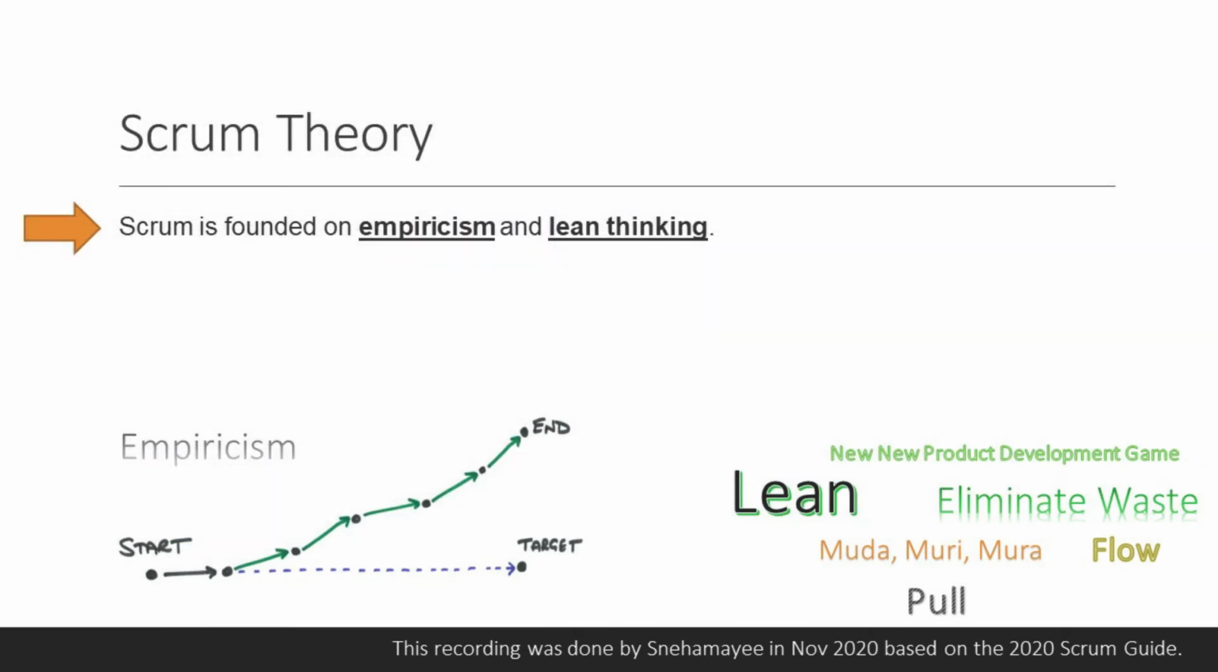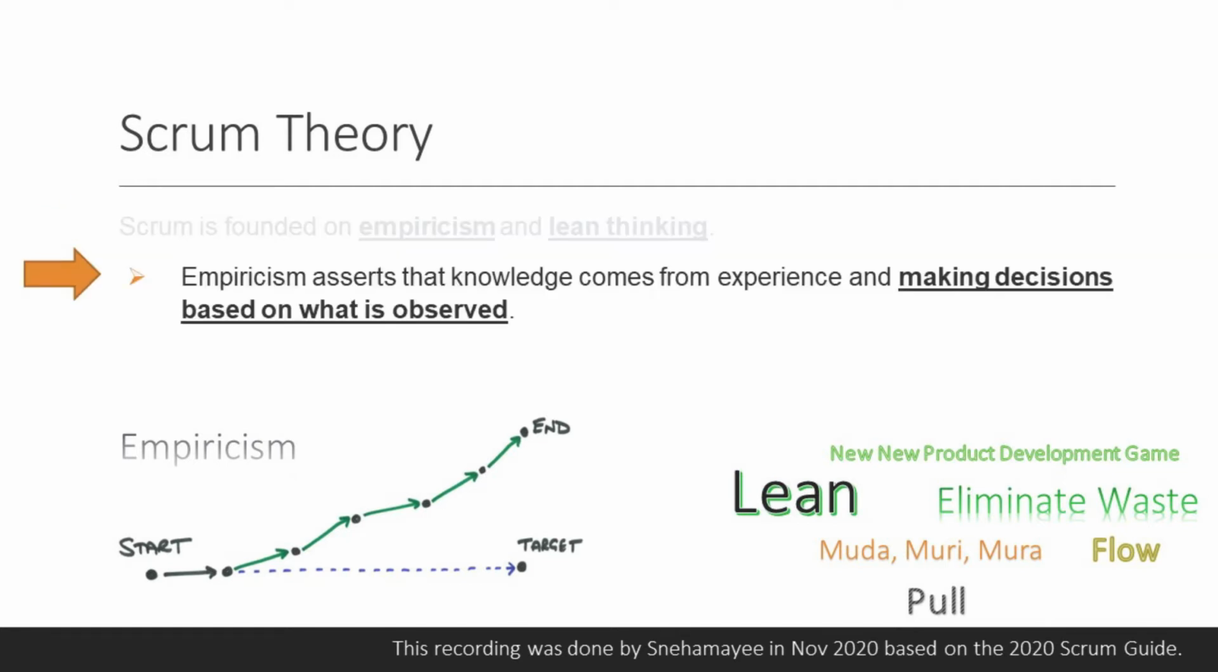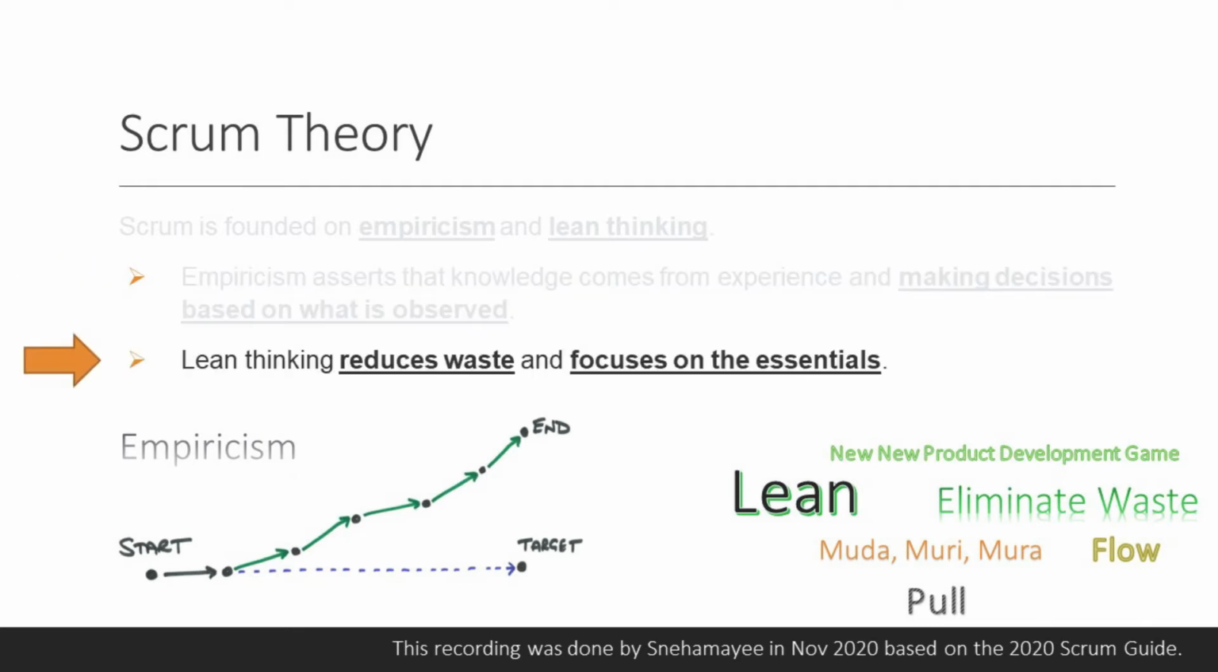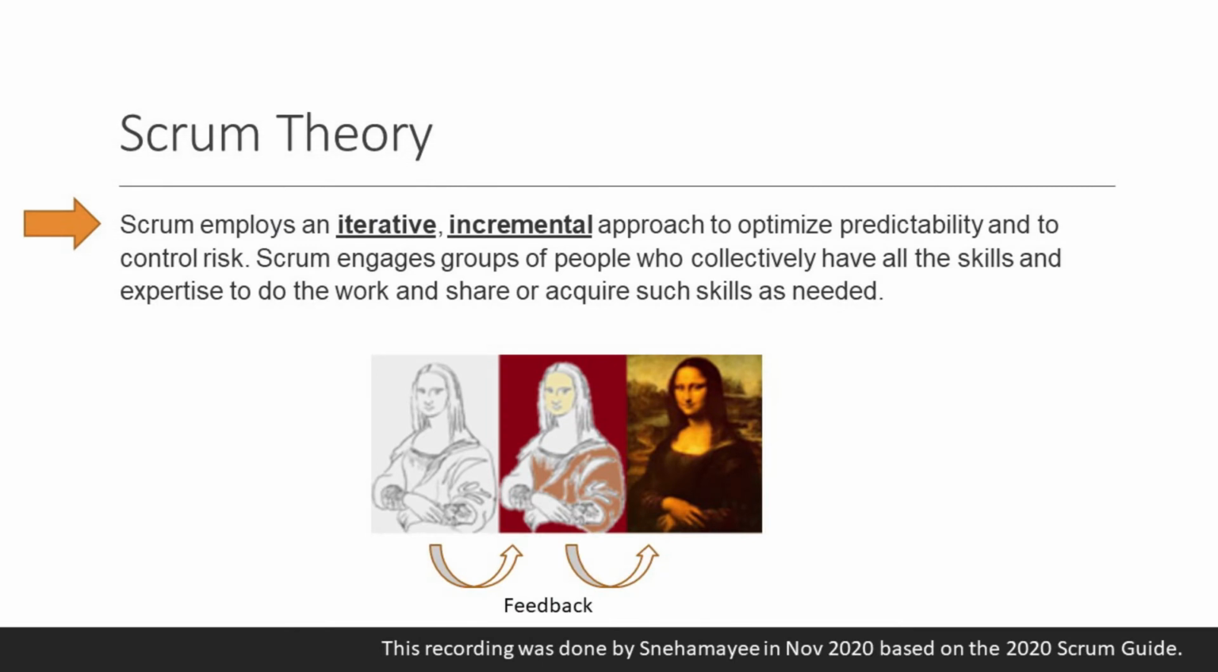Scrum Theory. Scrum is founded on empiricism and lean thinking. Empiricism asserts that knowledge comes from experience and making decisions based on what is observed. Lean thinking reduces waste and focuses on the essentials. Scrum employs an iterative, incremental approach to optimize predictability and to control risk. Scrum engages groups of people who collectively have all the skills and expertise to do the work and share or acquire such skills as needed.